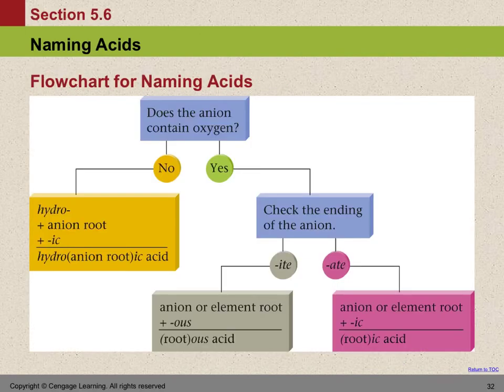And finally, this is the flow chart for naming our acids. Does our anion contain an oxygen? If no, very simple, then we add hydro and the ending "ic." So hydro, "ic," acid. If it does contain an oxygen, then we need to look at the ending of our polyatomic ion. If it's ite, it becomes ous. If it's ate, it becomes "ic."